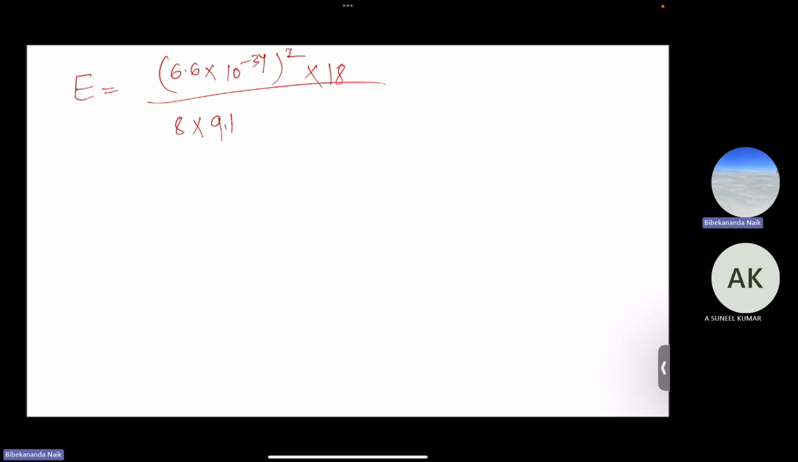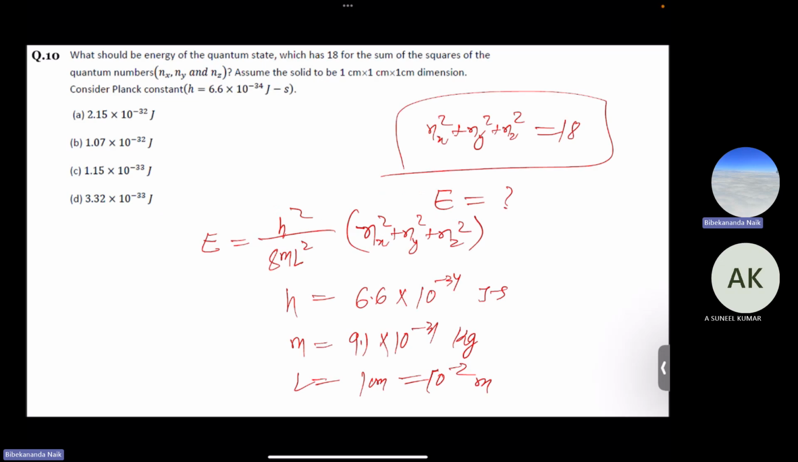Then 8 into m, which is 9.1 into 10 to the power minus 31, then L square, 10 to the power minus 2 square. It will be 1.07 into 10 to the power minus 32 joule. So the correct option will be 1.07 into 10 to the power minus 32 joule. Is this clear to you? Yes, sir.